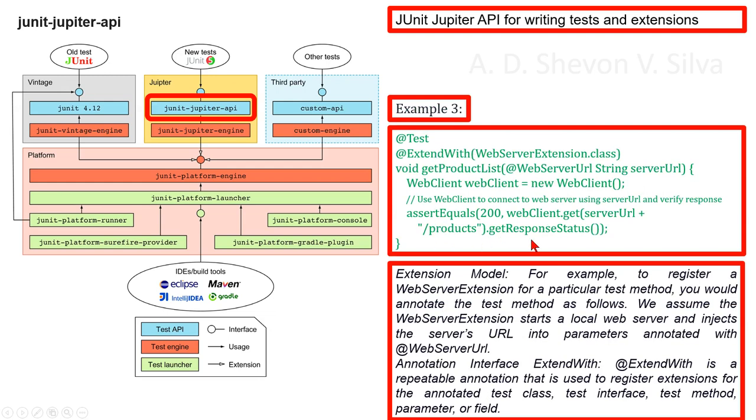For example, to register a web server extension for a particular test method, you would annotate the test method as follows here. We assume the web server extension starts a local web server and injects the server's URL into parameters annotated with @WebServerUrl. Annotation interface ExtendWith, @ExtendWith, is a repeatable annotation that is used to register extensions for the annotated test class, test interface, test method, parameter or field.